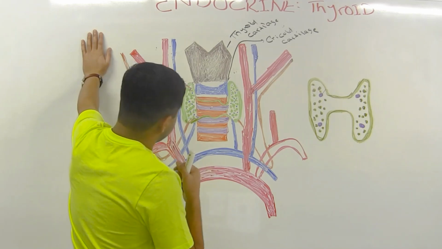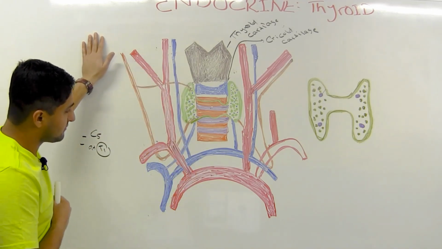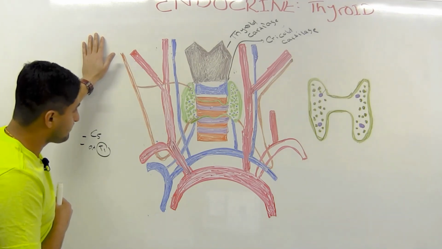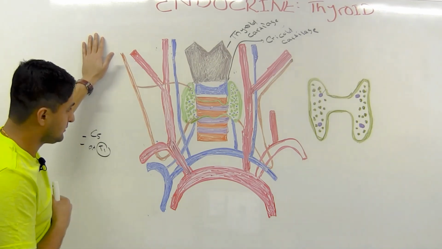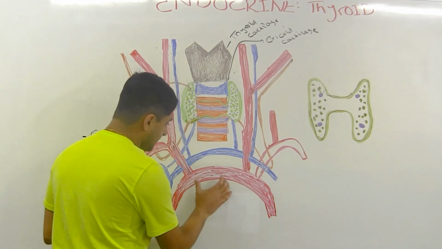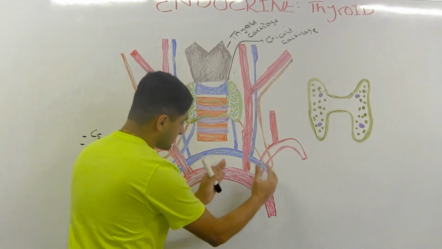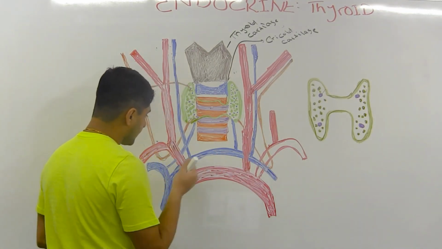Now, if you come back here, we have to talk about the vascular supply to the thyroid gland and its clinical importance. So if you see here, what is this? This is my arch of aorta. We can say this is the right side and this is the left side. Remember, the arch of aorta gives branches.